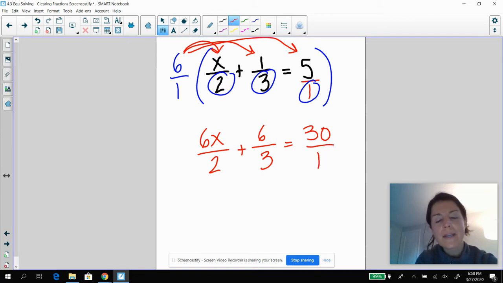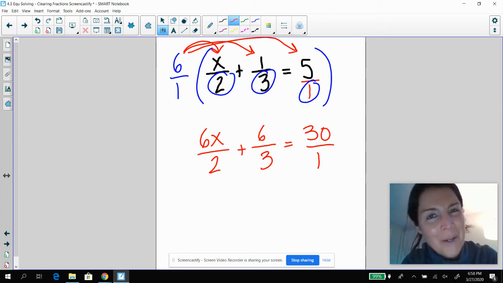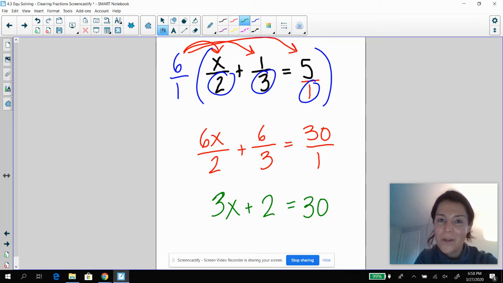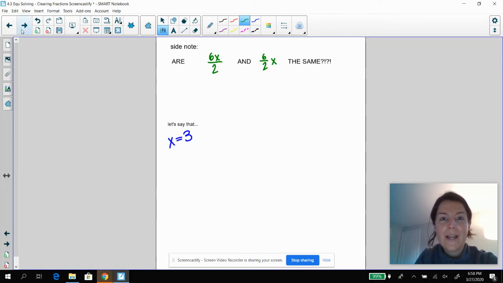And it looks like I still have fractions in here. But do I? I don't! We have to simplify. So look what we've got. 6x over 2 is just 3x. 6 over 3 is 2. And then 30 over 1 is 30. And then you've got a little two-stepper here, and you can solve. How cool is that? All right, let's go on to the next problem.